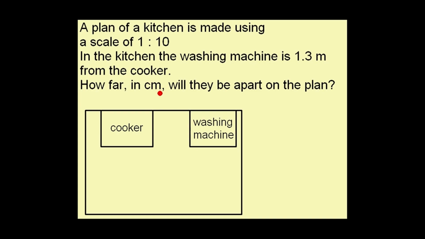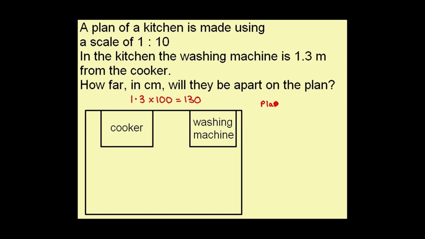The first thing to notice is that I've got metres here and centimetres here. I can't use 2 different units, so I need to change the 1.3 metres into centimetres. I do this by multiplying by 100, so I get 130 centimetres. So now I'm ready to set up my ratio.